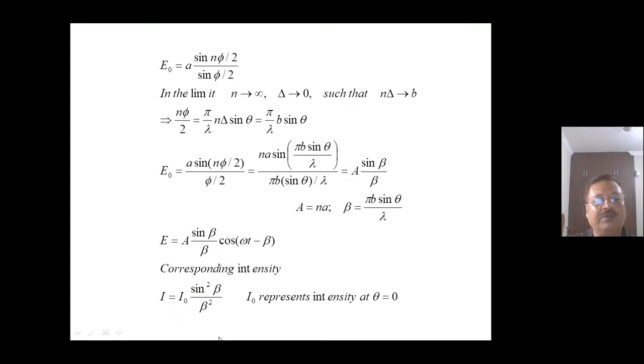manipulation, and finally what we get is the intensity pattern: I equals I naught sine square beta by beta square, where I naught represents the intensity when theta is equal to zero. Here we have introduced a term called beta, defined as beta equals pi b sine theta by lambda, where b is the slit width of the single slit we have assumed here, and lambda is the wavelength of the light.